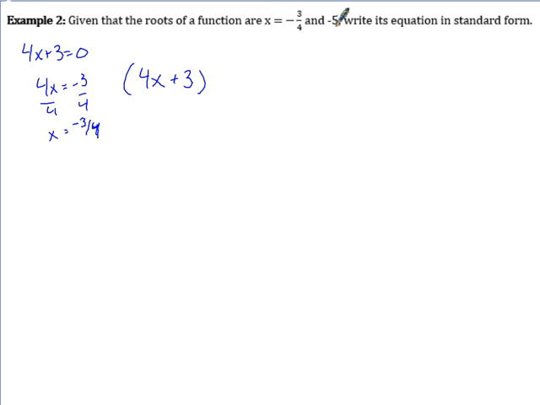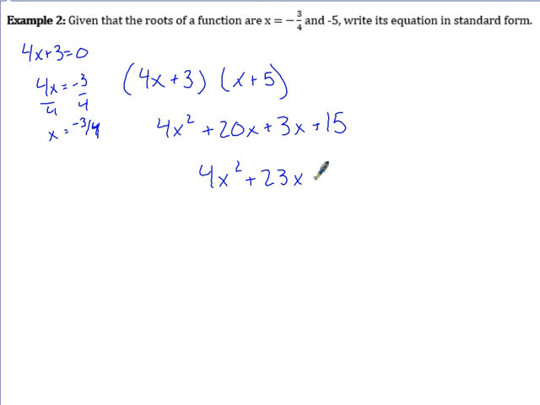Alright, and then negative 5 is the other root, so that's just the opposite. X plus 5 is the factor, and then again we're going to FOIL. So 4x times x, 4x squared, 4x times 5 is 20x, 3 times x is 3x, and 3 times 5 is 15. Simplified, I get 4x squared plus 23x plus 15, and that is it for 4a.